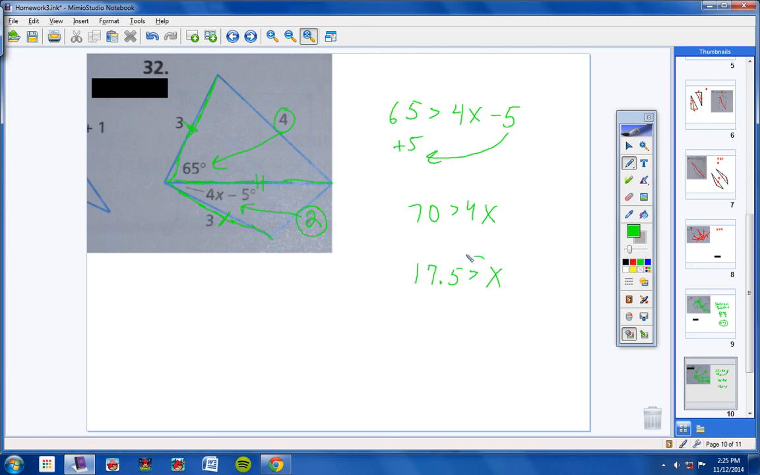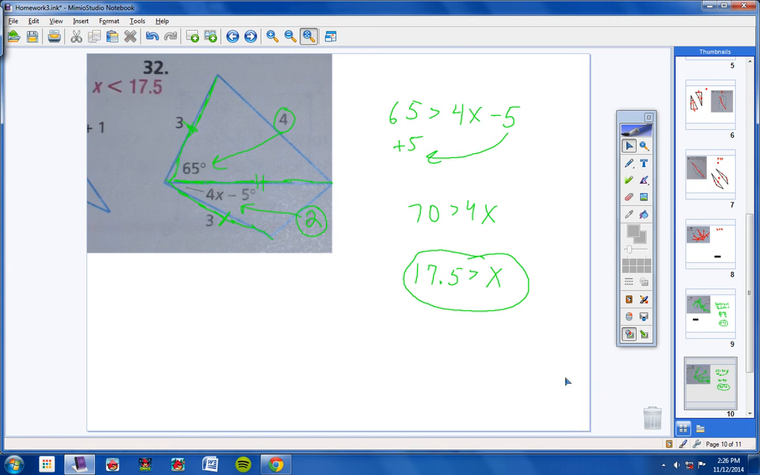Now students, I want to make sure you know how to read these correctly. When you have your final answer, if you were to read that out loud, you would not say 17.5 is greater than x. Whenever you have your final answer, you read an inequality by starting with the variable. So it will be x is less than 17.5. That's how you would read that, okay? Not that big of a deal, but I just want you to do things properly and right, okay?